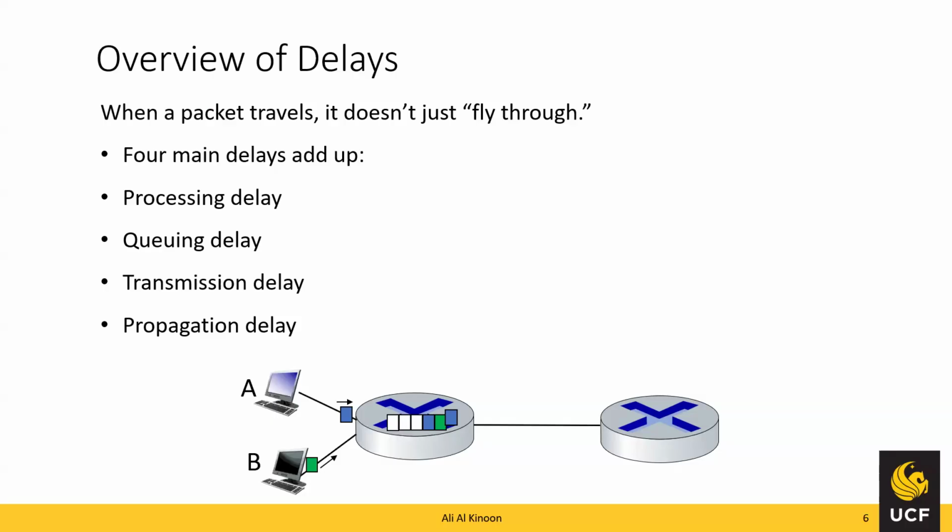With the types of delays, we know that packets don't fly, they travel. And we have this figure here. Right now you can see that there are no delays. In the next slides, we'll cover the 4 main delays, which are processing delay, queuing, transmission, and propagation.